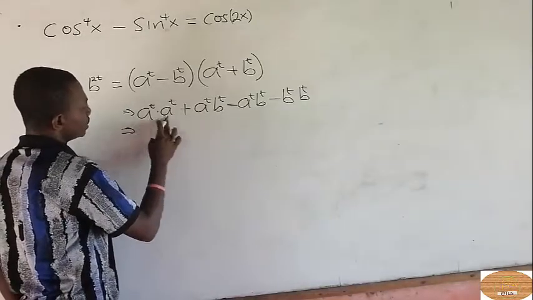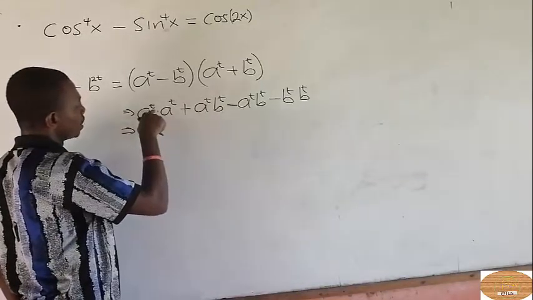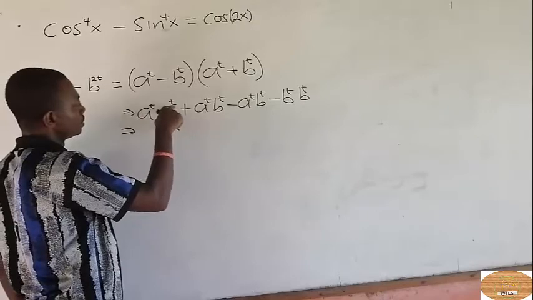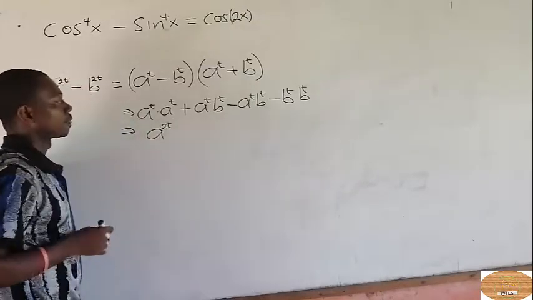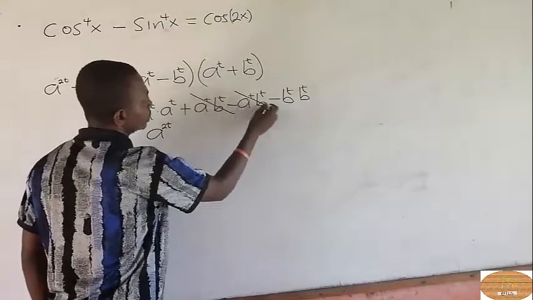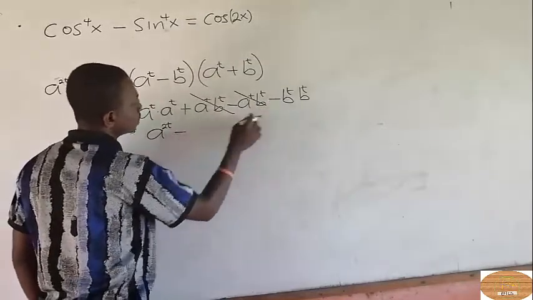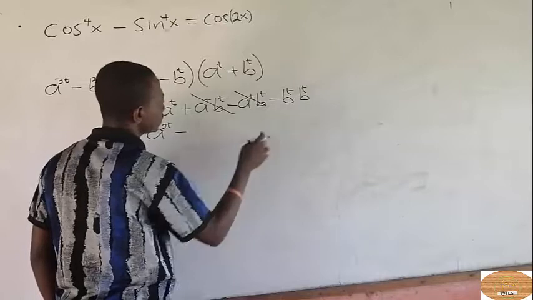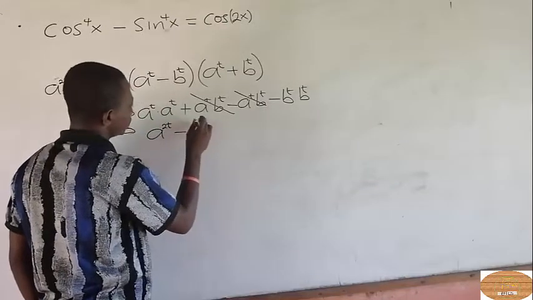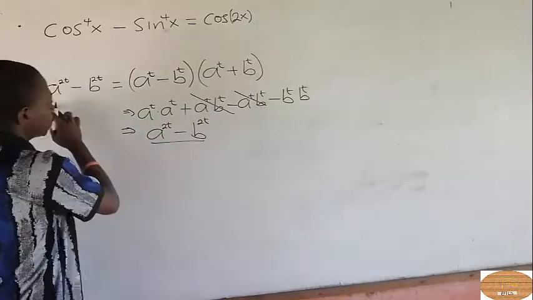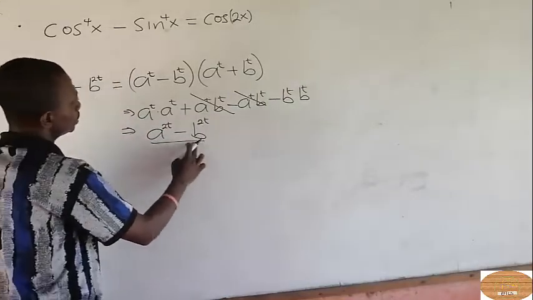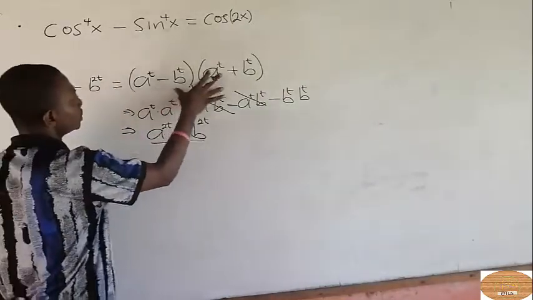So let's apply this here. For this one, we are going to add the exponent. So t plus t, we get a to the power 2t. So this one will cancel this. We are left with minus, so t plus t, we get b to the power 2t. Alright. So this one is equal to this. It means that this one is equal to this. Alright.